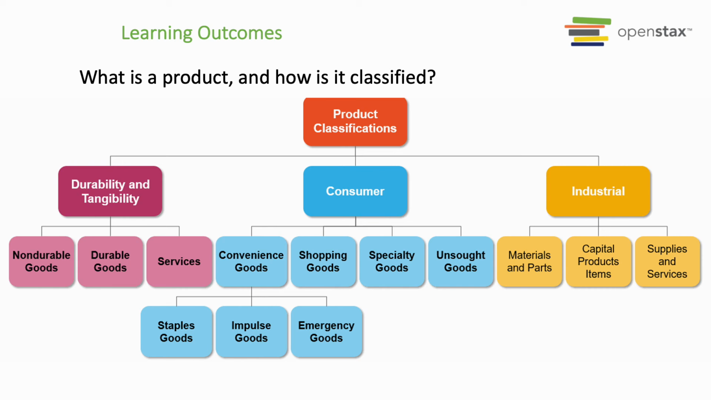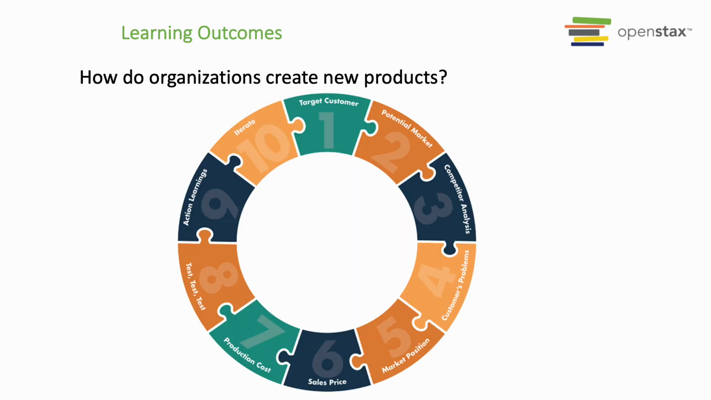We also have, again, consumer products. These are convenience goods, shopping goods, specialty goods, and unsought goods. We can also talk about industrial goods, where we talk about materials and parts, capital products items, and supplies and services. So now, how do organizations create new products?